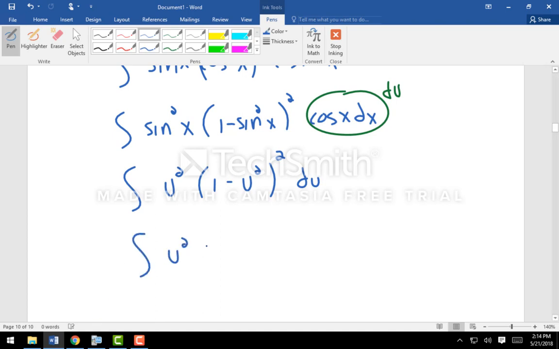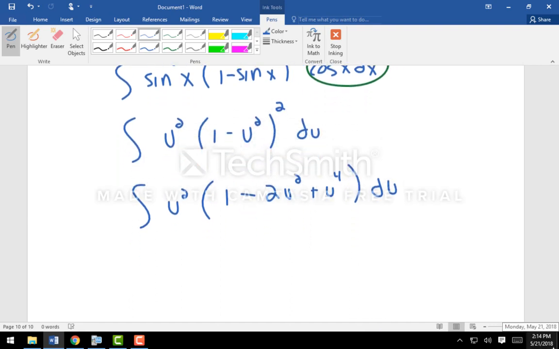So when I'm going to FOIL this, remember when I square a binomial, I square the first, I multiply these two and double. So negative u squared times 1 is negative u squared, and then I double that. And then I square the last. So my little shortcut to FOILing a binomial: square the first, square the last, multiply these two and double. And then let me go ahead and distribute. So I'm going to have the integral of u squared minus 2u to the fourth plus u to the sixth.